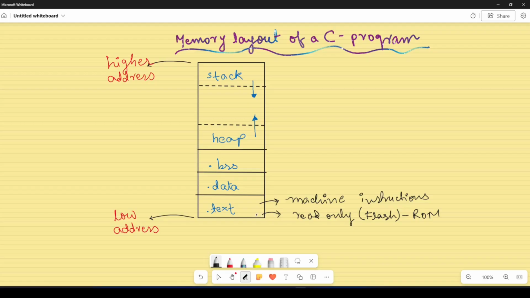And since this is read only, the constants, whatever we declare with the variables in the functions as constants, also go into the .text segment. So next comes the .data. The .data will have all the globals and static variables declared, and this is all initialized.